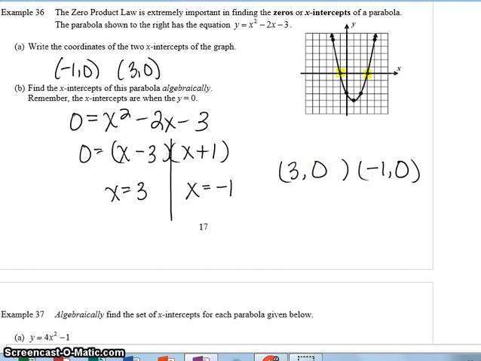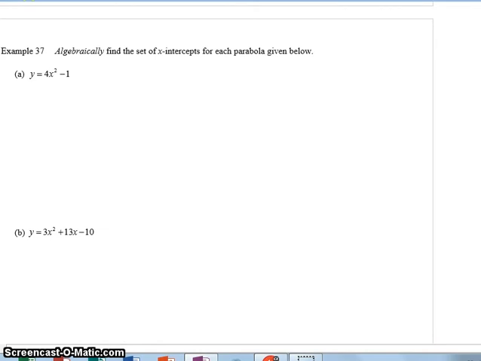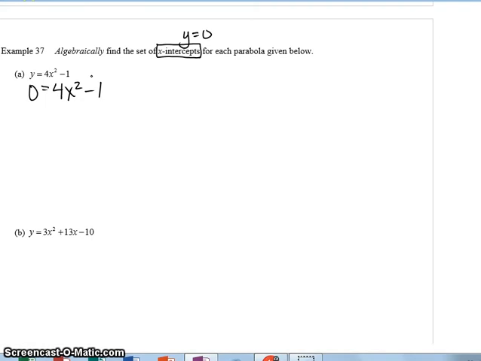All right, moving on, example 37. Algebraically find the set of x-intercepts for each of the parabolas. As soon as you see x-intercepts, it means set your y equal to 0. Ready? 0 equals 4x squared minus 1. In your head, you have to decide: is that a GCF, a greatest common factor, or a DPS, a difference of perfect squares, or some form of a trinomial that I could factor? Well, it's a difference of perfect squares. How do I know? It's a binomial, it's subtraction, and everything is a perfect square.